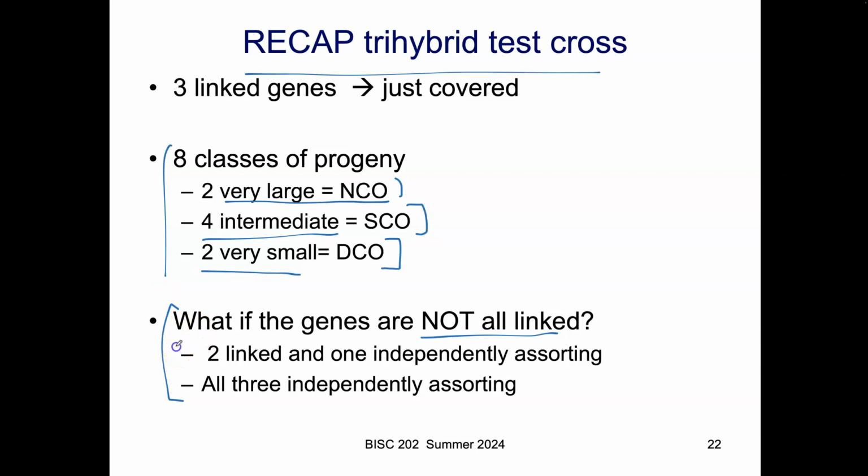So think about, what would you expect to see if you had 2 genes on one chromosome, but the other gene in the trihybrid was actually on a different chromosome? What kind of pattern would you expect to see? And then what if all 3 were on completely different chromosomes? What would you expect to see there? And that's where we'll start up next time.